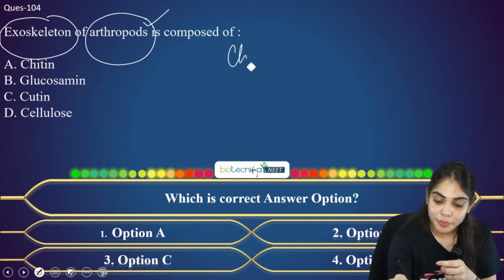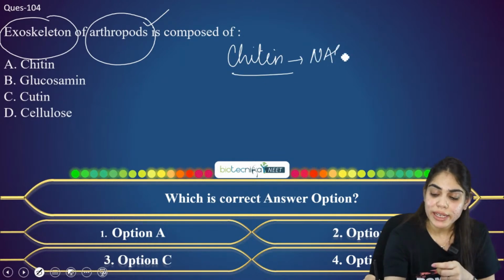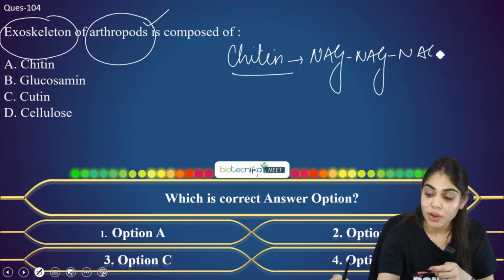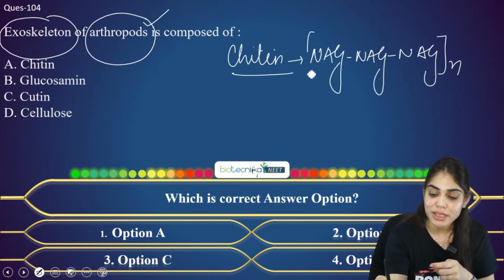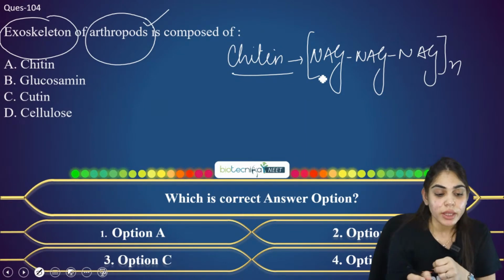Chitin is a polymer. It is a polymer of N-acetyl glucosamine. When N-acetyl glucosamine monomers are arranged together, they constitute a polymer. That means chitin is a polymer whose monomeric unit is N-acetyl glucosamine. Now let's read the options.